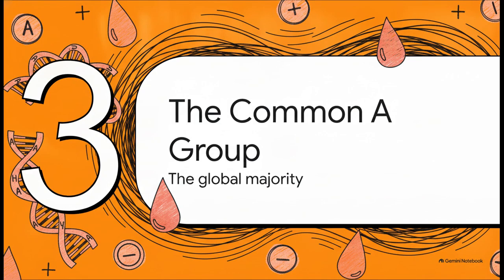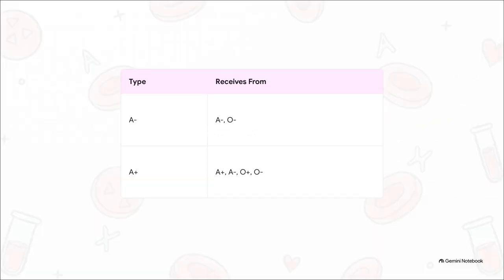All right, into Section 3. Let's look at the common A group, which actually makes up the global majority. Within this massive global majority, the contrast between positive and negative is actually pretty stark. A-negative is quite uncommon.